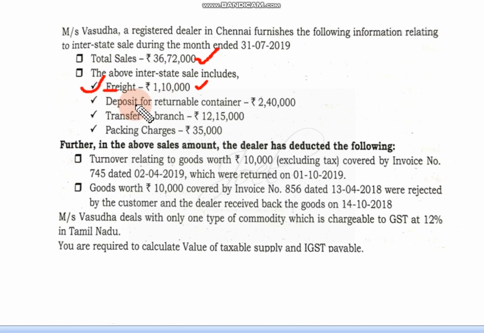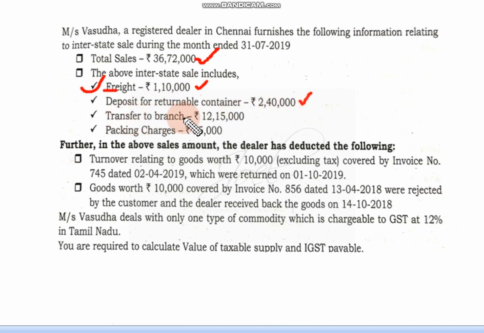Next, deposit of returnable container. See, when we are doing all additions and deductions, under the deduction sector two deductions will come, returnable containers and one more is trade discount. Now that amount is included here, that is not supposed to be included. So we have to deduct this particular item. So for the first item, freight, there is no adjustment, but for returnable containers we are supposed to deduct them.